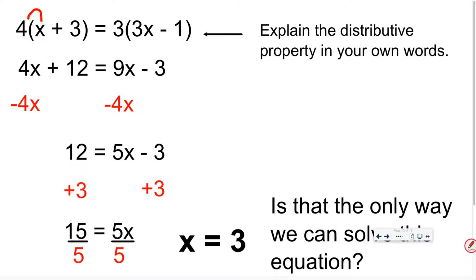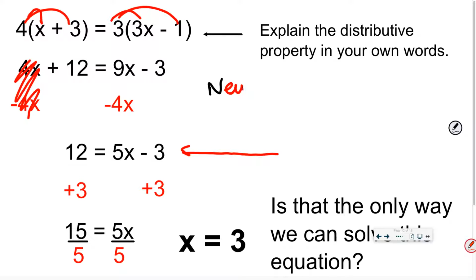First, we distributed. We're going to bypass that a little bit because we've been practicing it and we're getting a lot better. From here, what we did, and Renee, you started us off, we subtracted 4x from both sides. 4x minus 4x gives us 0. So we're left with 12 equals 5x minus 3. This is what you already know how to do. It's the first step that's new.